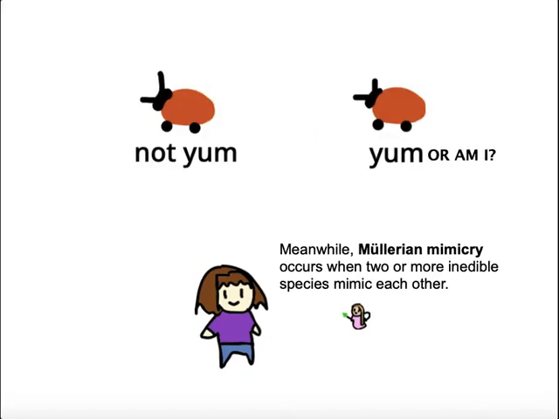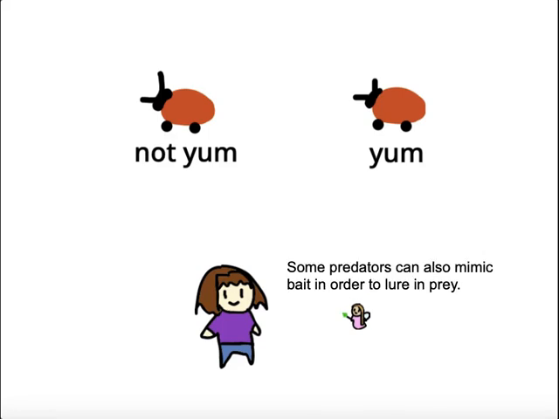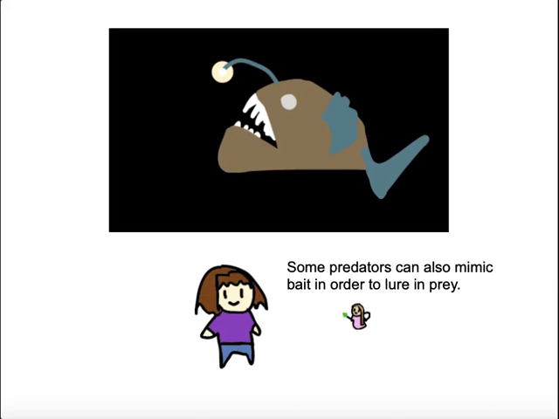Meanwhile, Mullerian mimicry occurs when two or more inedible species mimic each other. This is advantageous since predators will learn to stay away from a species if eating too many gives them problems. Some predators can also mimic bait in order to lure in prey.